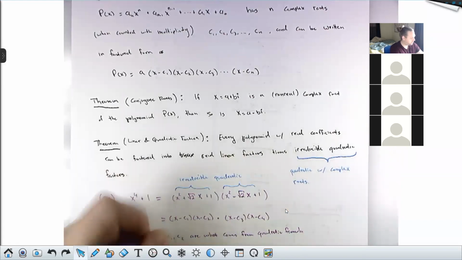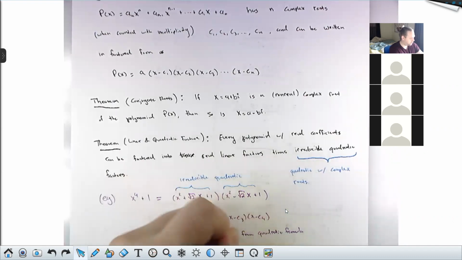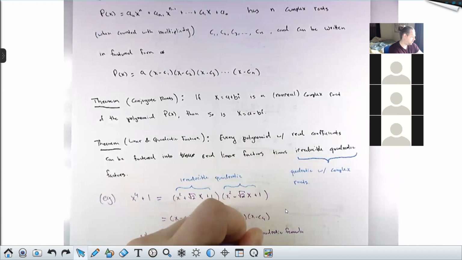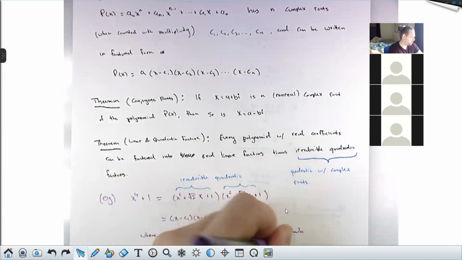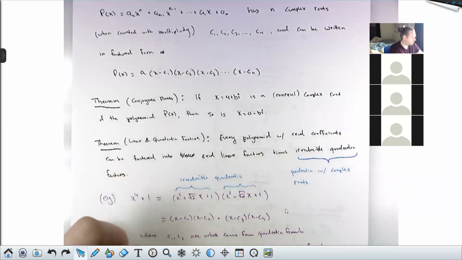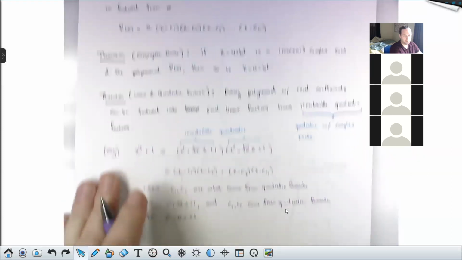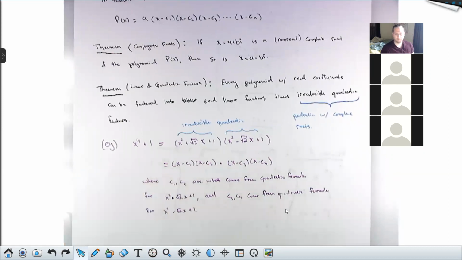For the first guy, x squared minus the square root of 2 x plus 1, and c3 and c4 come from the quadratic formula. For the other piece, x squared plus, this one's the plus, and the other one is the minus, x squared minus the square root of 2 x plus 1. These numbers are not nice to write. They're big nasty numbers that come out of the quadratic formula.